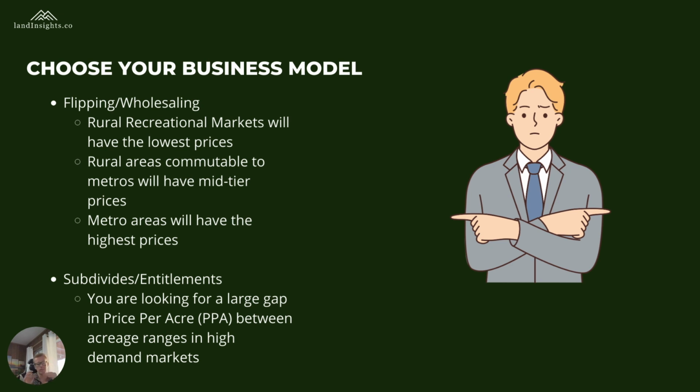Now, if you're a subdivider and titler, or you're looking to get into maybe minor subdivides, you need to take this to another level. So not only do we have these specific markets, rural rec, rural commute, metro, mixed metro, we also have the price per acre gap that we need to consider. So when we're doing a minor subdivide, we need to see that big acreage pieces are selling at a very low price per acre, and small acreage pieces are selling at a very high price per acre. So you need to understand that jumping into this.